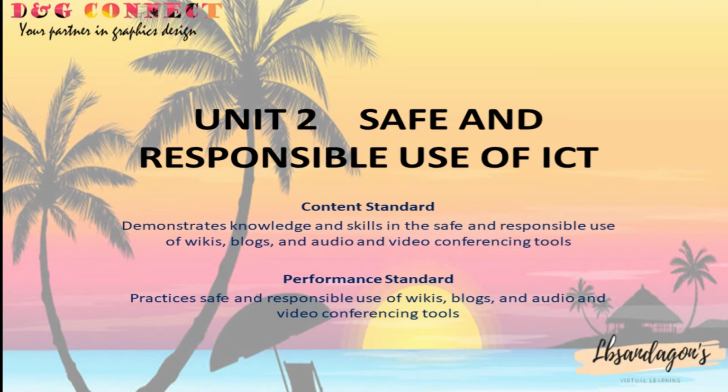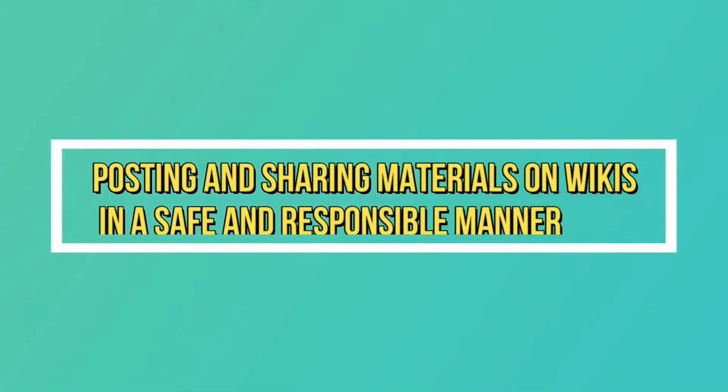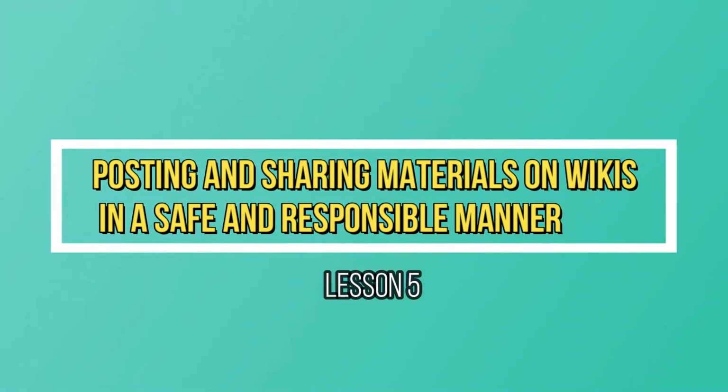Unit 2 is a safe and responsible use of ICT. Content standard. Demonstrate knowledge and skills in the safe and responsible use of wikis, blogs, and audio and video conferencing tools. Performance standards. We have practiced a safe and responsible use of wikis, blogs, and audio and video conferencing tools. Learning competencies.